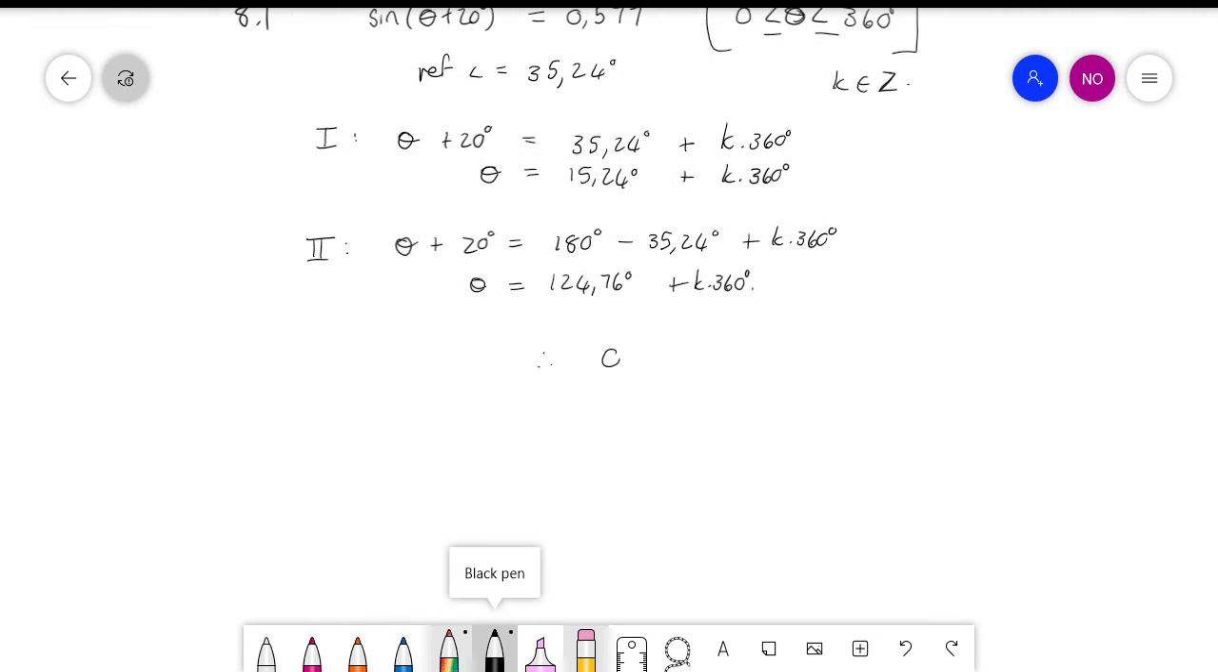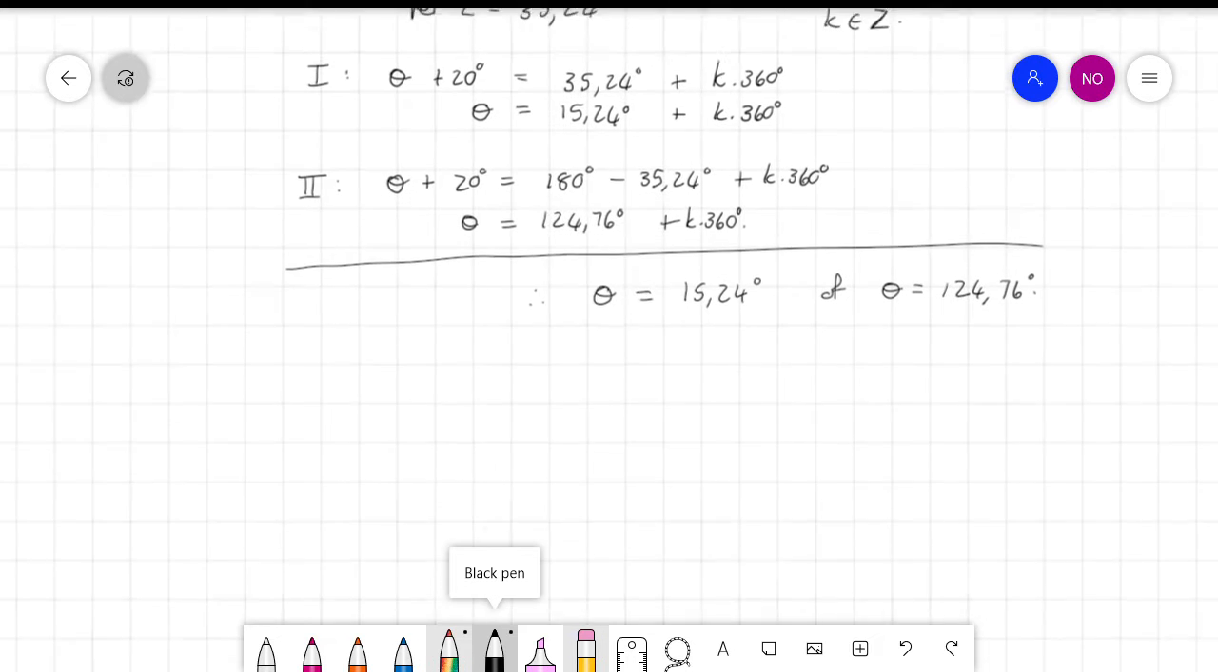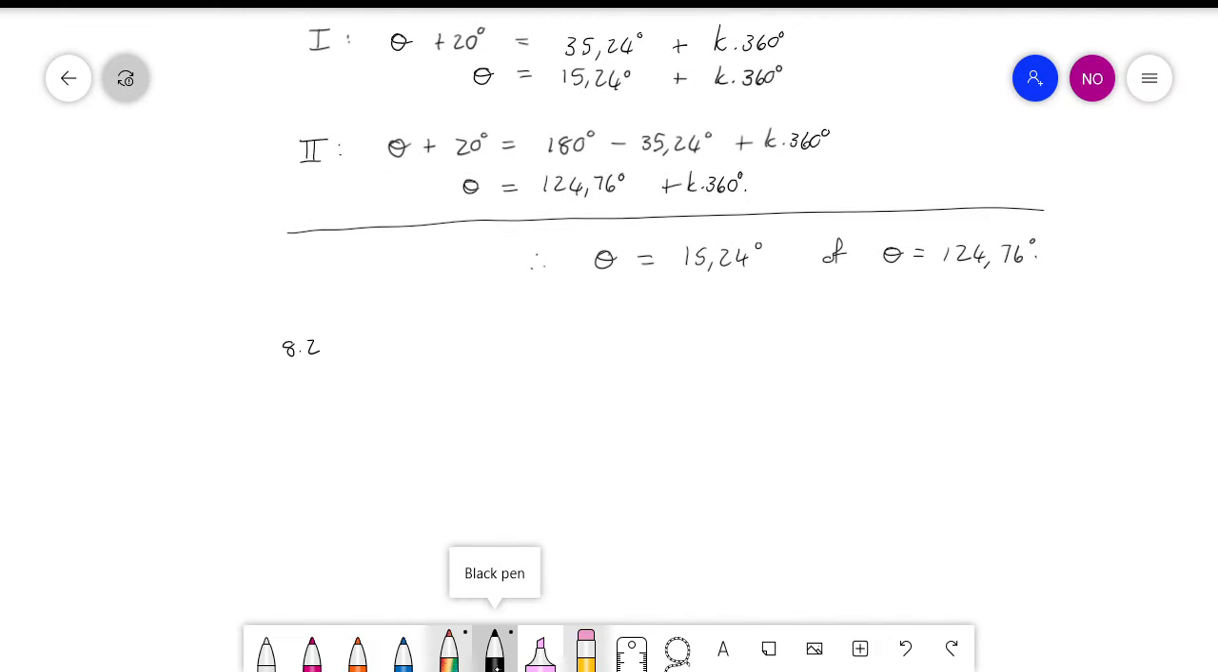So dit wil sê theta is gelyk aan 15,24 grade of theta is gelyk aan dit. So you'll see 8.3, they ask for the general solution. So then you would have stopped there. Okay. 8.2 moet ons eers 'n bietjie werk doen.